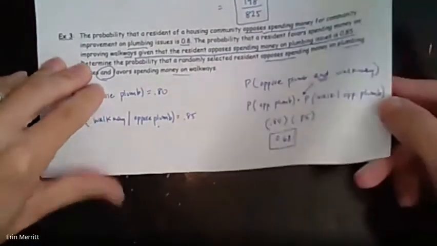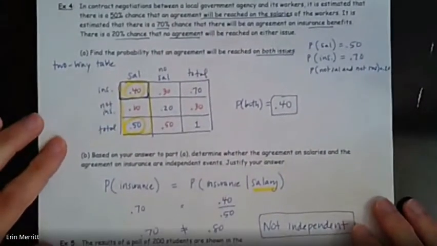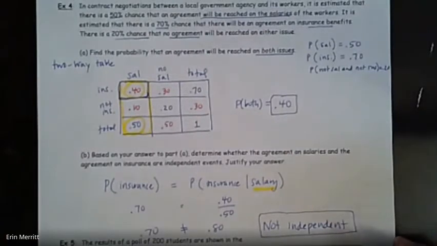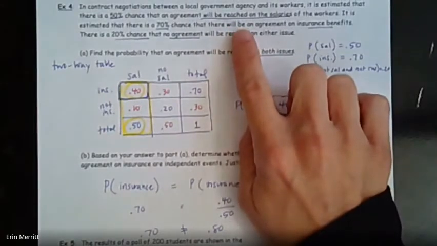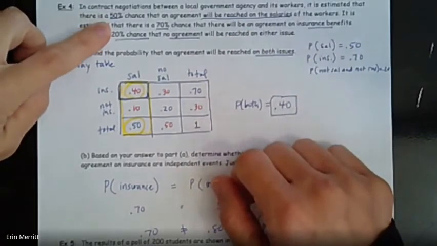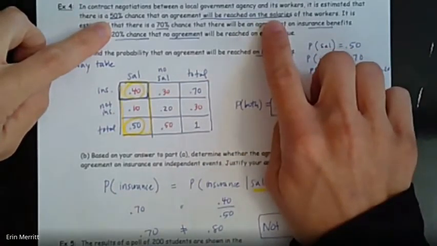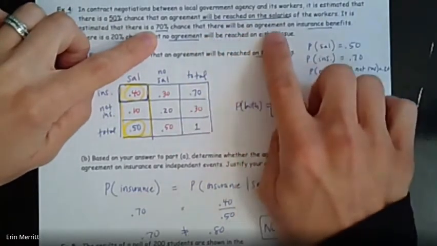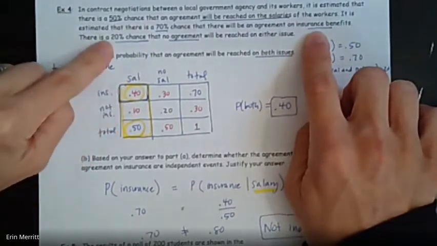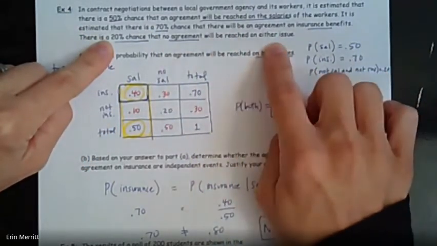All right. The last page. Here, I like these ones. I would strongly suggest using the two-way table for this one. You can use a Venn diagram, but I think the two-way table is easiest. So in the chart, they give you contract negotiations between a local government agency and its workers: an estimated 50% chance that an agreement will be reached on the salaries. It is estimated that there's a 70% chance that there will be an agreement on the insurance and a 20% chance that no agreement will be reached on either issue.